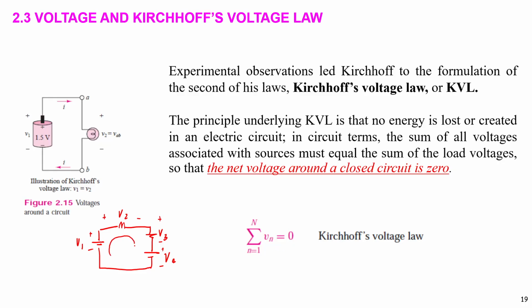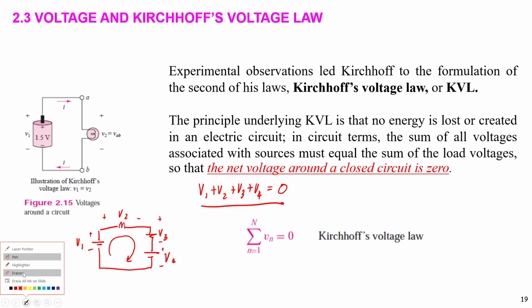The summation of voltage across the circuit is 0. So it's V1 plus V2 plus V3 plus V4 equal to 0. But we need to be careful about the direction of voltage also. Like this. So there are two types of equipment: the equipment that supplies energy and the equipment that absorbs energy.